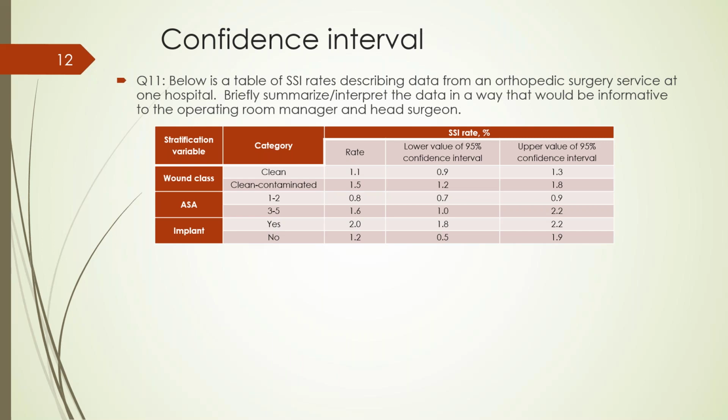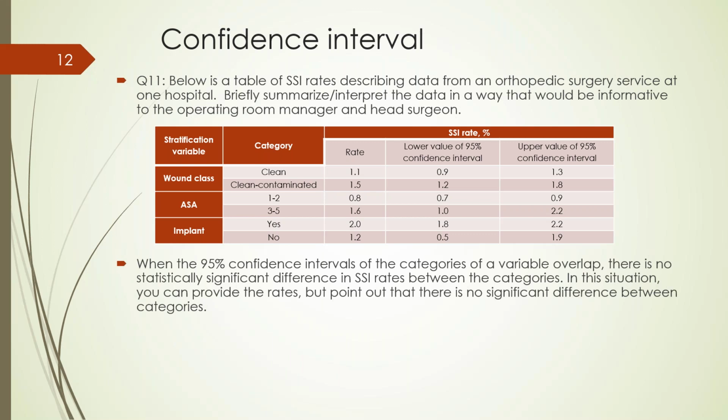Then the next column to that is the SSI rate, surgical site infection rate, for those categories. And then beside that is the lower value of the 95% confidence interval, followed by the upper value. So the lower value is always smaller than the rate, and the upper value is always higher than the rate. And you can think of them as kind of being brackets that sit around the rate. And they generally should be pretty much centered around the rate. So the difference between the lower and the rate should be the same as the rate and the upper. Okay, so back to the question.